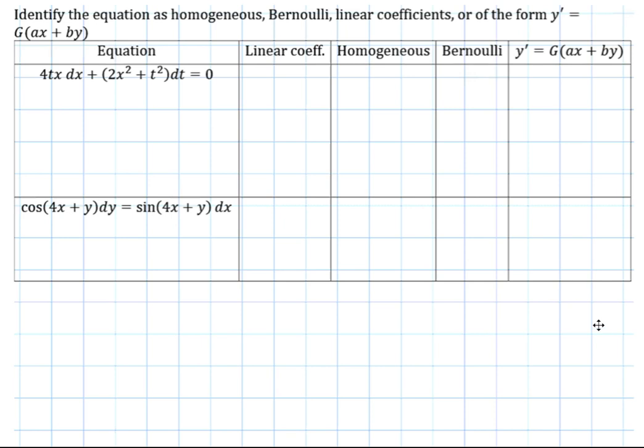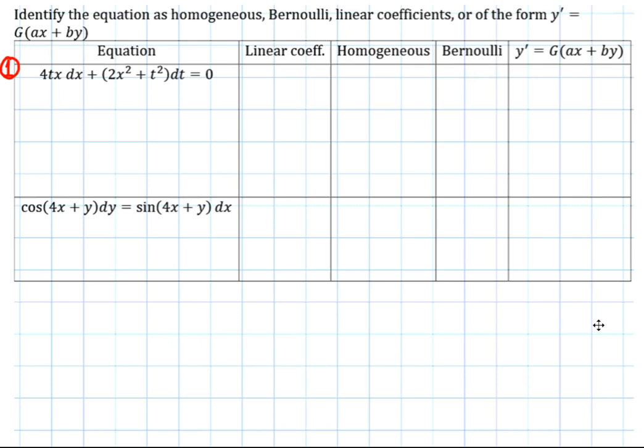Identify different types of differential equations. We look at this first example here. What we see is, of course, we have the dx and dt, and usually when it is written in that form, it is going to be the exact equation or the homogeneous equation, those kinds of things.